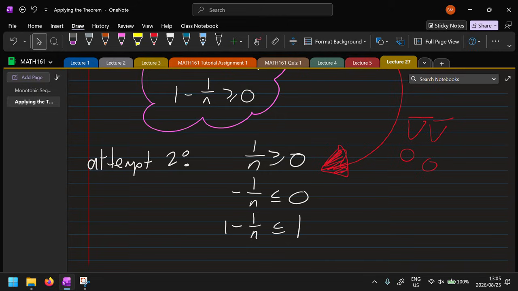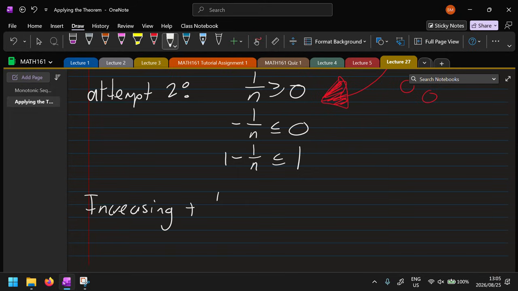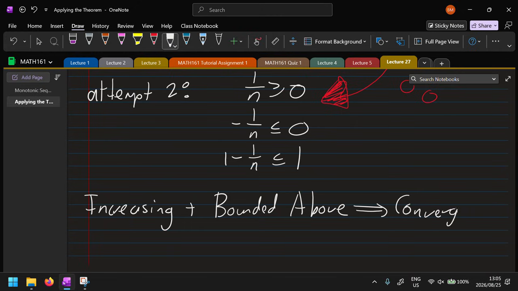Good. So we've showed that it's increasing, number one. We've shown that it's bounded above, number two. Therefore, it's convergent. So increasing plus bounded above, it's convergent. Done.